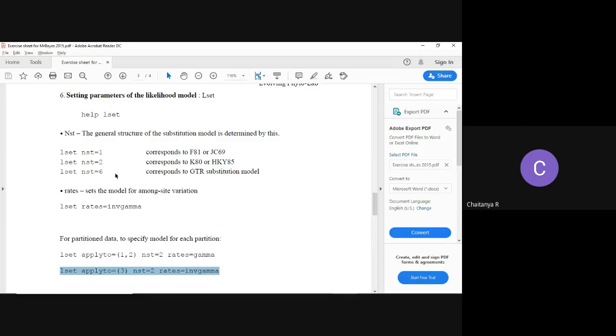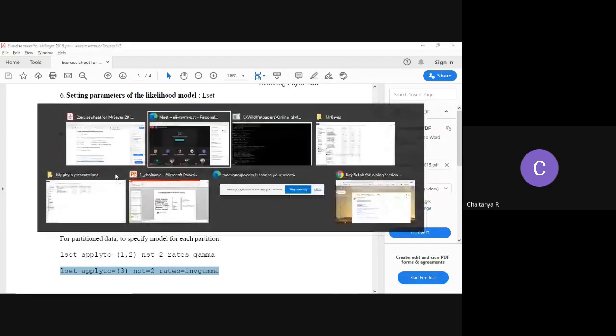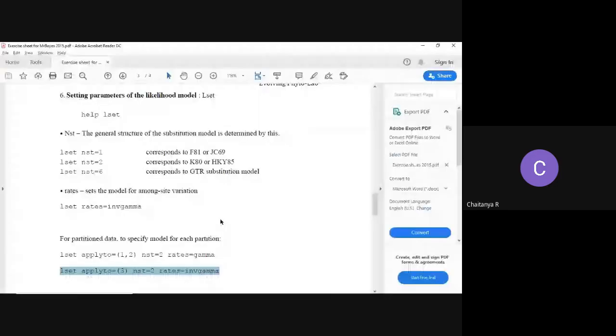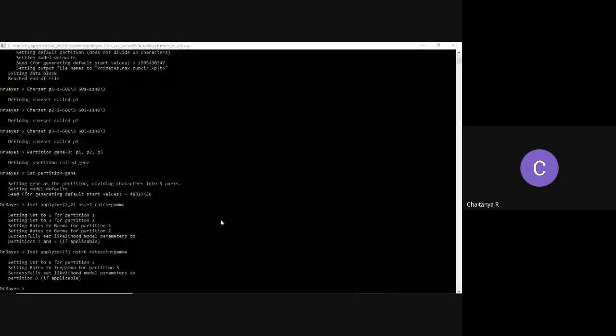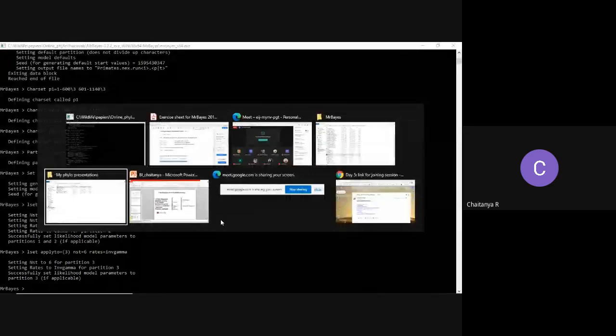All right. So let's just move on. Now that we have set the partitions, or we have set the models for each partition, we can figure out how to run MrBayes.